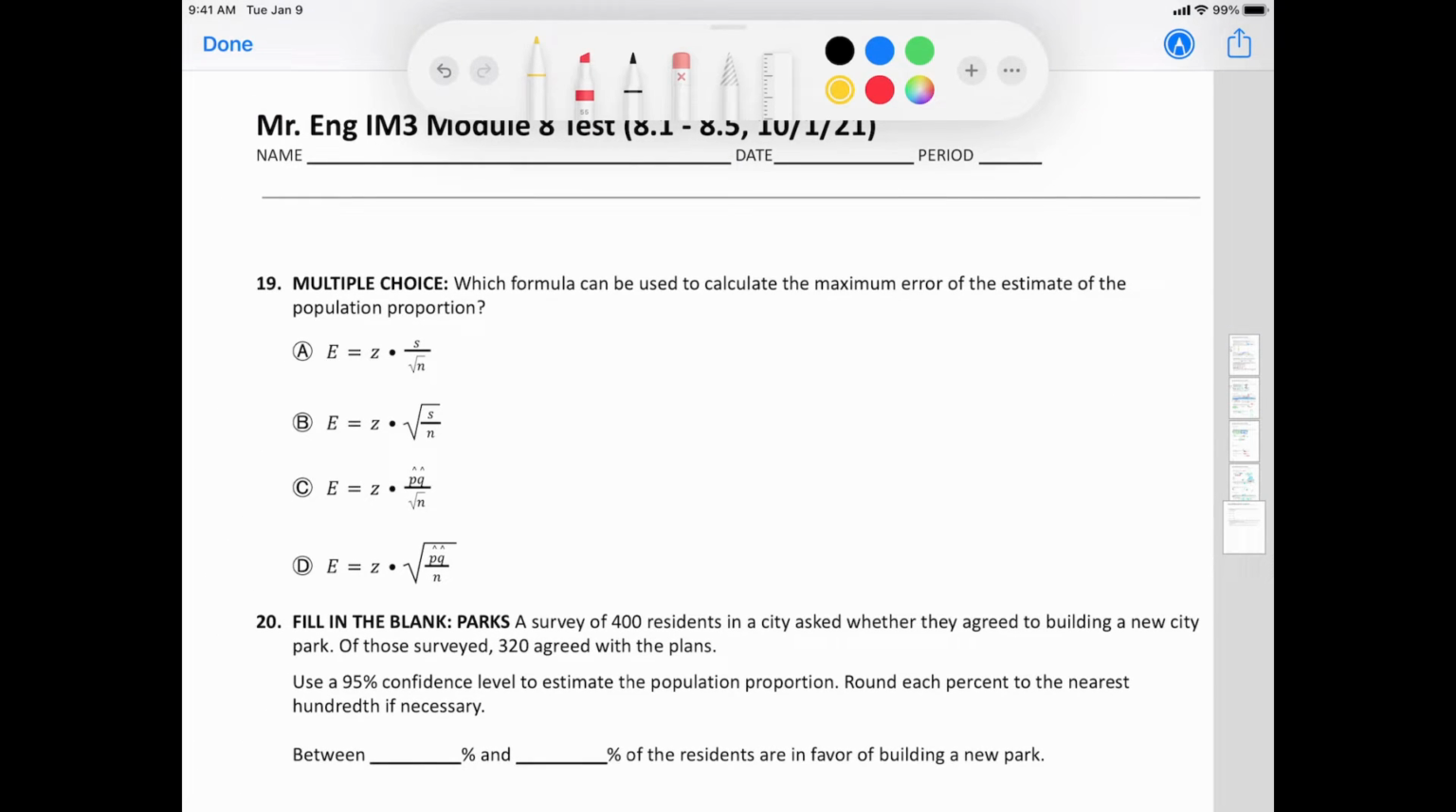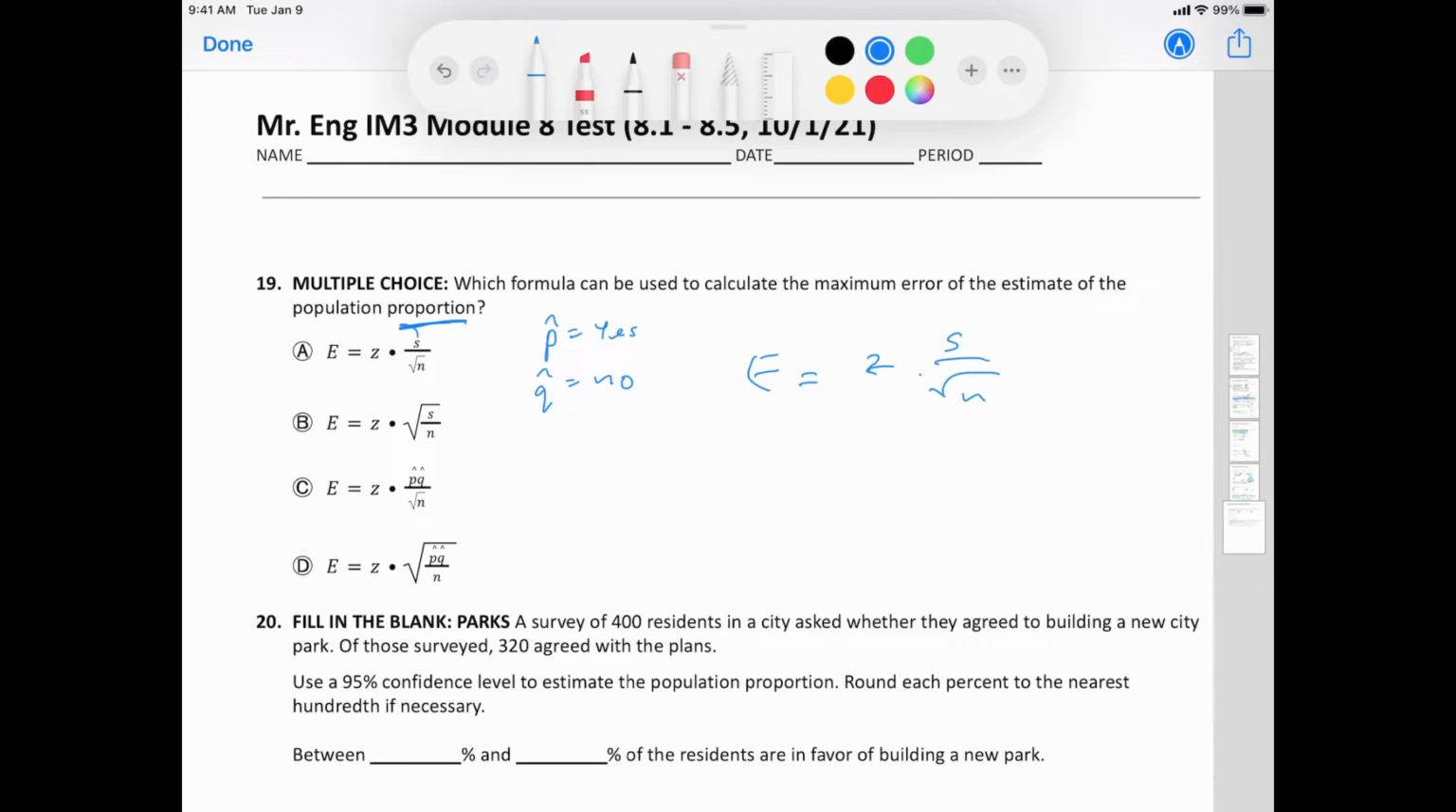Number 19. Which formula can be used to calculate the maximum error of the estimate of the population proportion? Remember, p hat equals yes and q hat means no, so p hat plus q hat equals 1. Yes plus no equals 100% of your decision. The key word here is proportion, so it's not the one above, but it's very similar. E equals z times s over square root of n. That's what we had before.